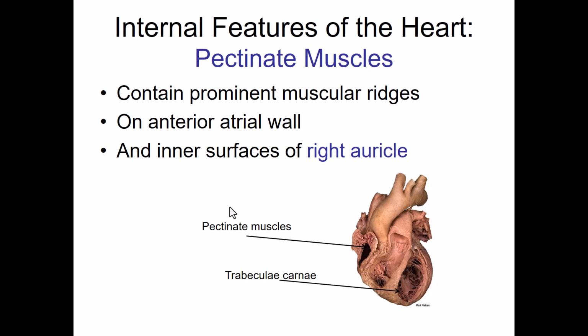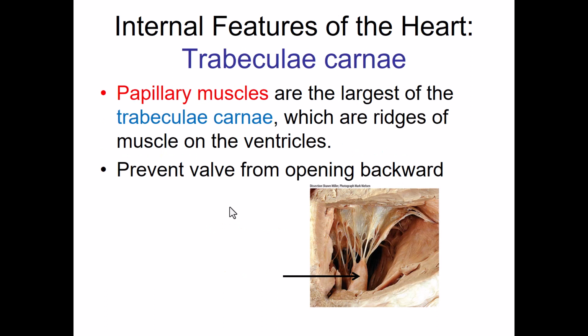Because the atria are smaller and thin-walled and only have to push blood down into the ventricles beneath them, the muscle in the atria is going to be less pronounced than the muscle in the ventricles. We can see the ventricular muscle labeled there in the left ventricle, and those big muscle ridges in the ventricles are called trabeculae carneae. So they're called pectinate muscles in the atria and trabeculae carneae in the ventricles.